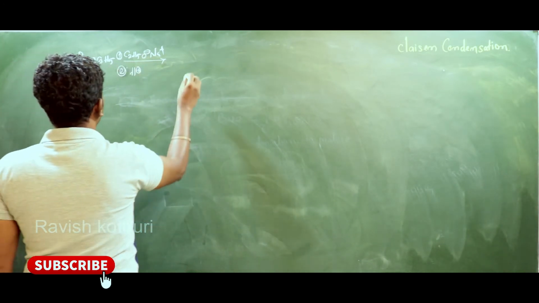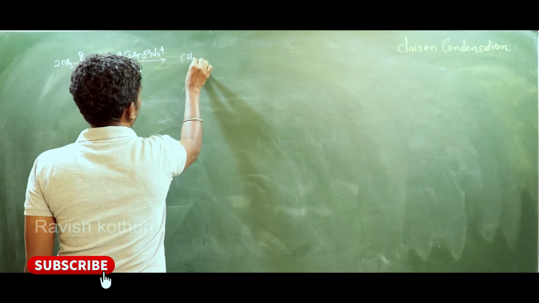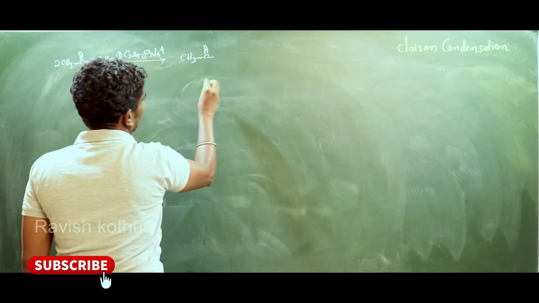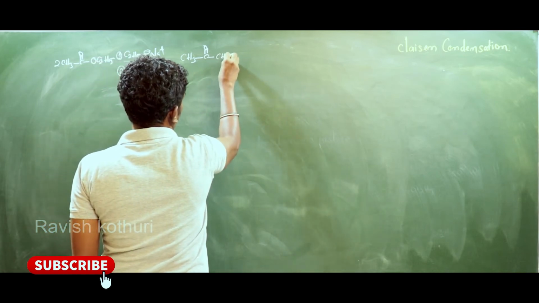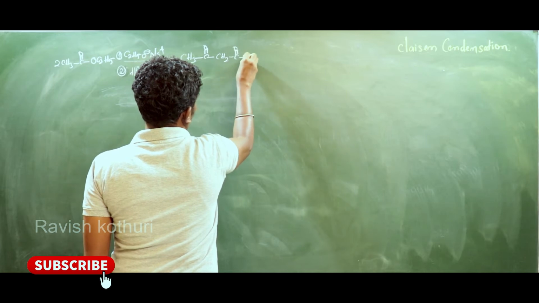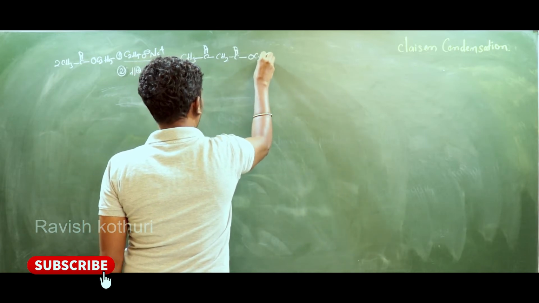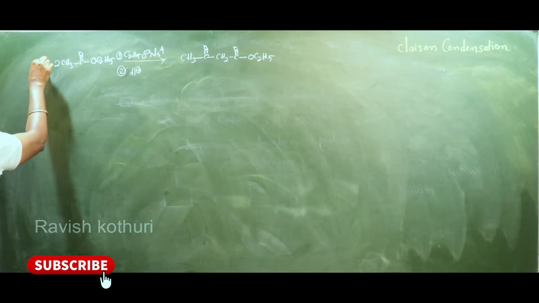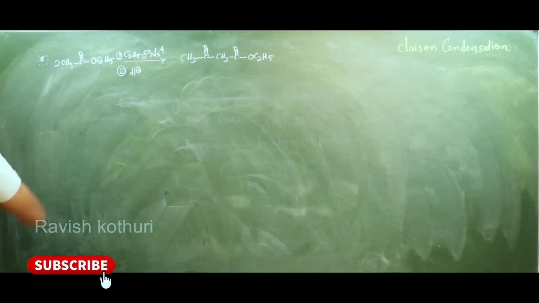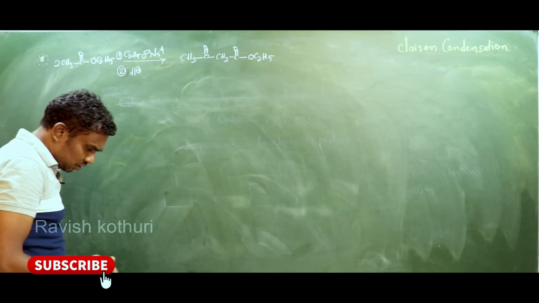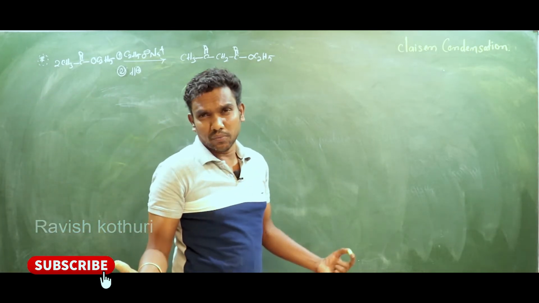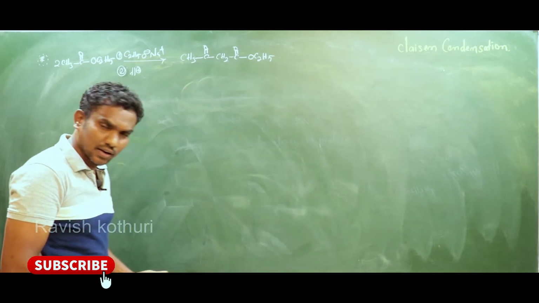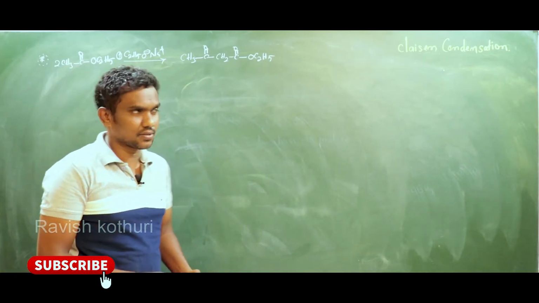So what is the product? The product is CH3, C double bond O, sorry, CH2, double bond O, C2H5. This is a reaction, my dears. This is a very important reaction, my dears. Right. Now see, what about the mechanism? The mechanism is very important, my dears. Be focused here. Let's begin our mechanism ideas.